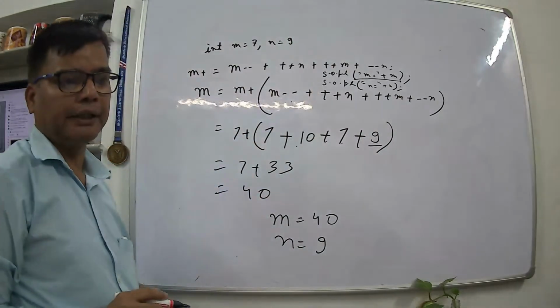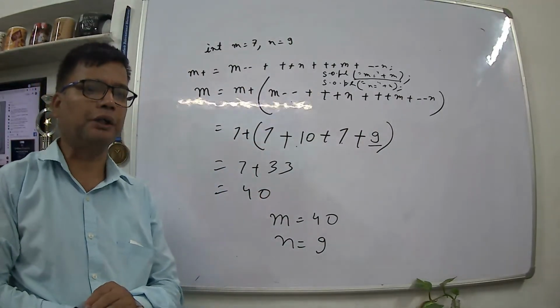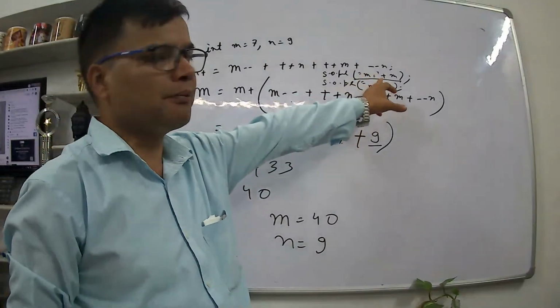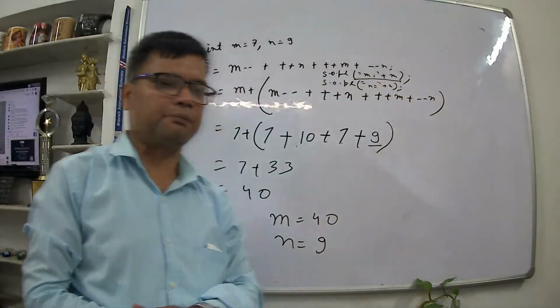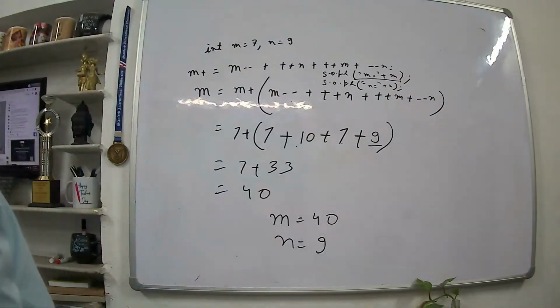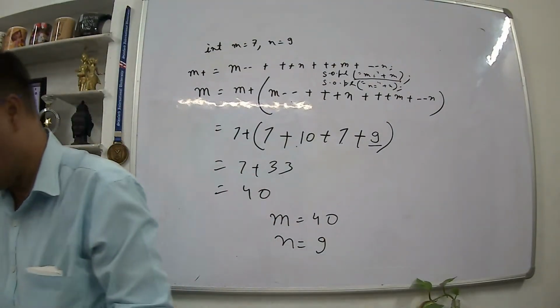So you have to take care that in output based questions, what is being asked. It was within inverted commas, m is equal to. So you have to also write that value. So m is equal to 40 and n is equal to 9. That should be one thing.